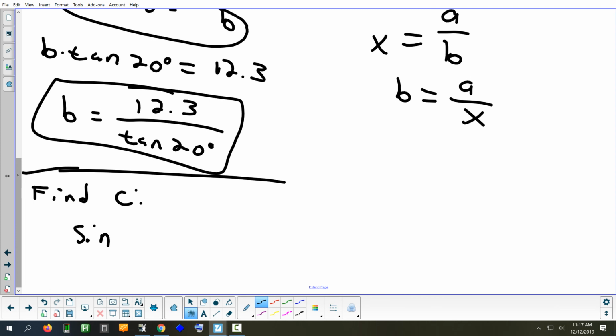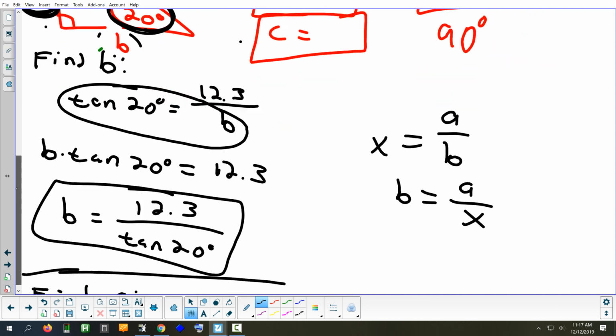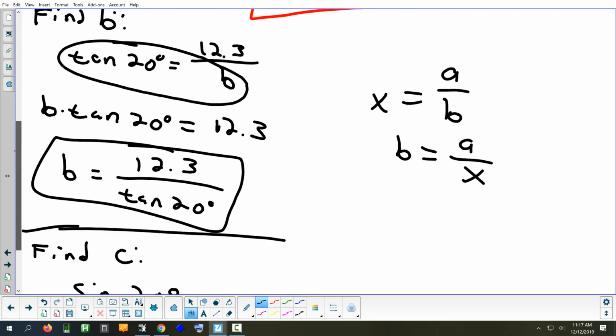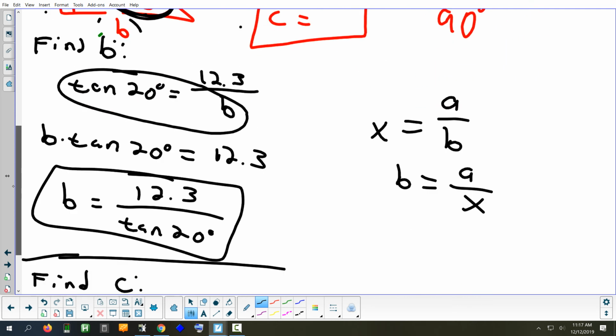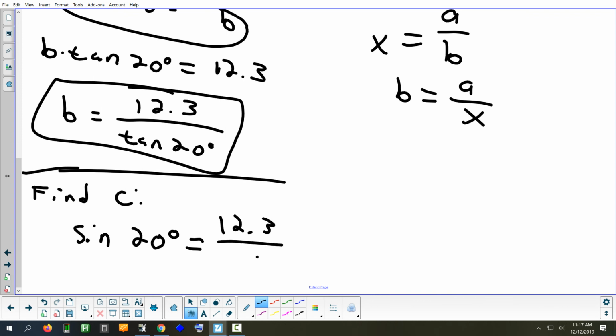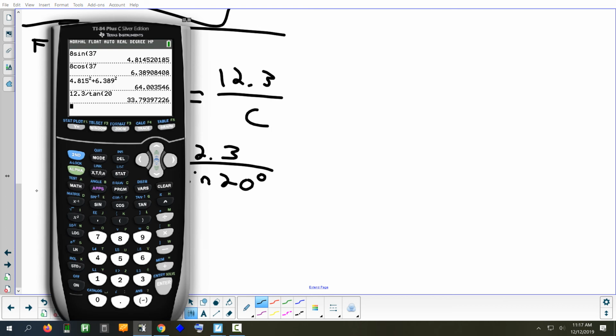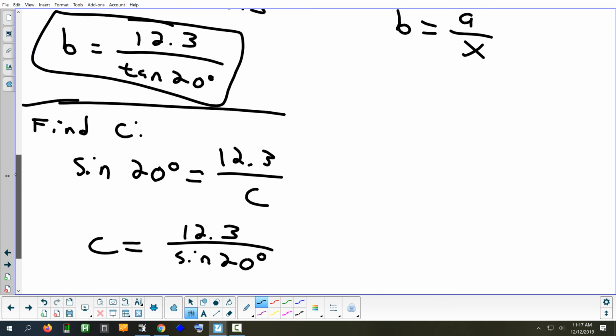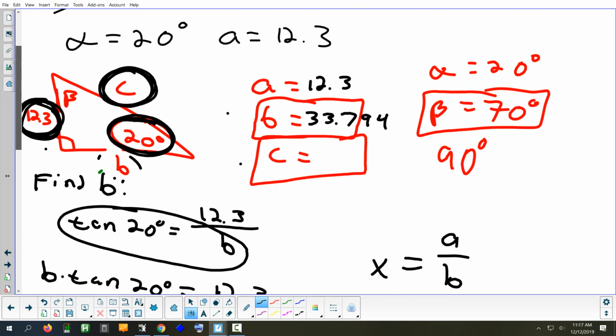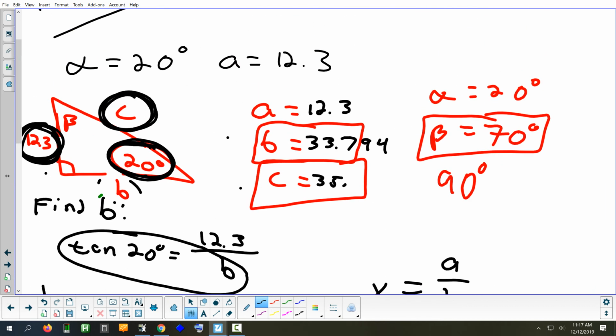So sine of, what's my angle? 20. Equals, what goes on the top? Divided by C. And what can I do to get C by itself? Yeah, you can multiply and then divide, or you can just switch it. C equals 12.3 over sine 20. And it should be between those two numbers I just said. Does anybody have what it comes out to? 35.963. 962. Okay.